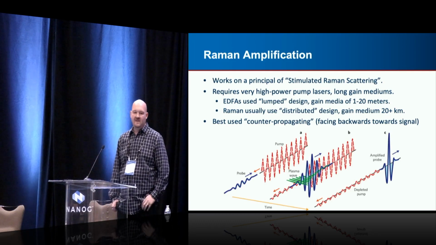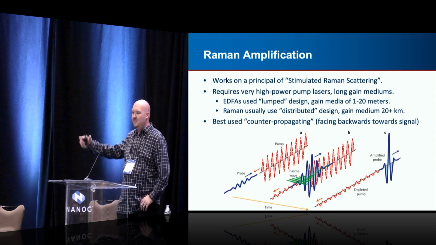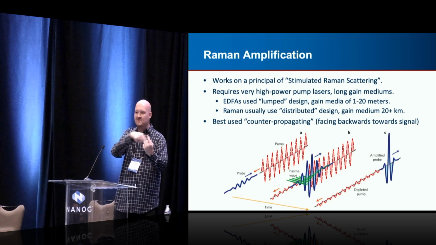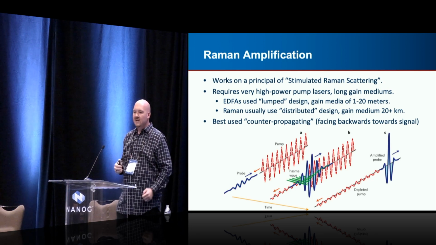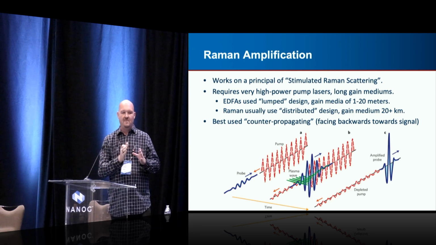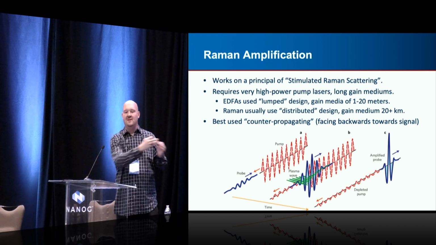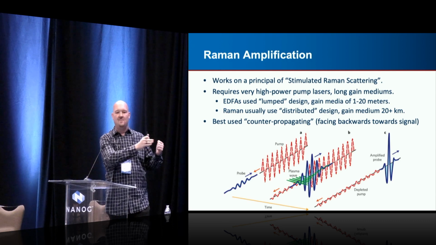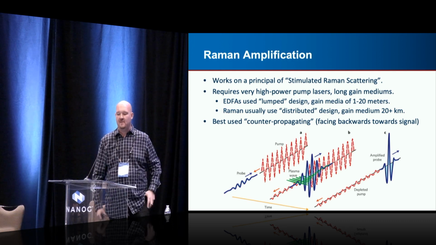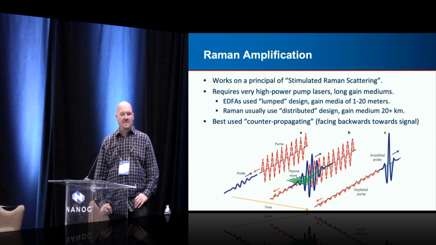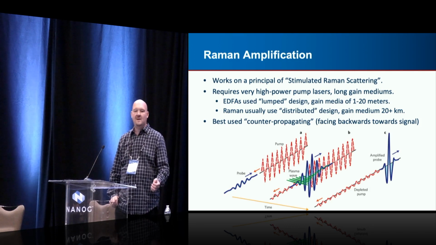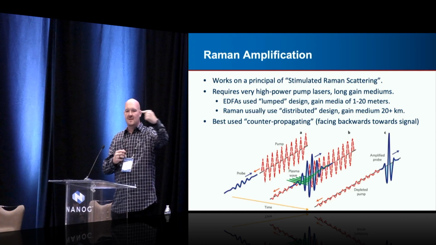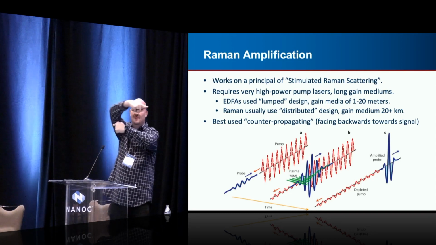So in an EDFA, it's what's called a lump design, right? You have this little tiny spool of fiber, and you come in, and after you leave this spool of fiber, the signal is brighter. In a Raman system, you actually put a pump laser onto the transmission fiber, and it makes the signal brighter as it's propagating. As it's coming to you, it gets brighter. And the best way to do Raman, because of this effect, is what's called counter-propagating. So you actually send it backwards. So if the good signal is coming this way, you send your Raman pump this way.